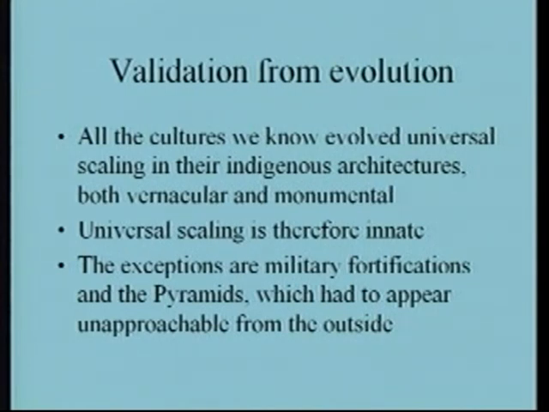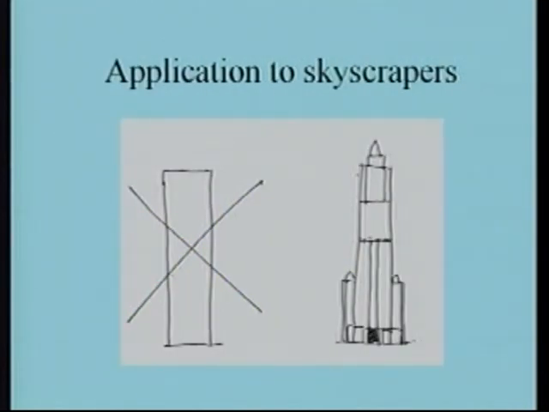Now, as I said, we have to discount the obvious exceptions, like the pyramids and military fortifications. The pyramids had to appear unapproachable because the body of the pharaoh lay in the middle, and you don't want anyone to disturb the body of the pharaoh. So the pyramid is a shape that psychologically tells you, keep away. It's not an inviting shape. Whether anyone in the audience wishes to discuss the psychological impact of the glass pyramid in the Louvre, that's a good topic for discussion, but I'm not going to do it in this particular lecture. Nevertheless, I'm looking for innate reasons to apply universal scaling to architecture.